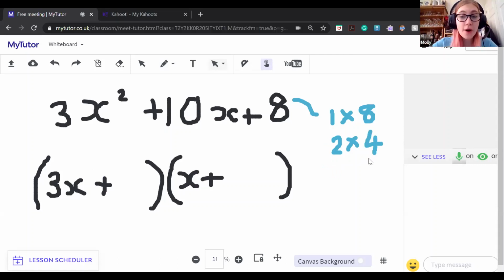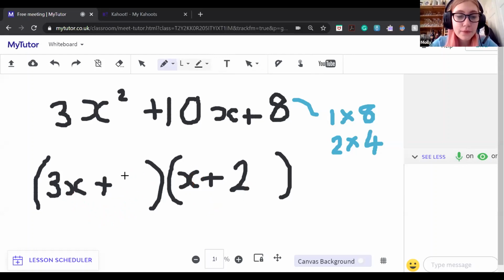Now this is the key part, because these are different, it matters which one goes in which bracket. And we want the 2 to be multiplied by the 3. And that means we have to write it here. And the reason is because when you expand these, you never multiply something by the thing that it's in the same bracket with. You multiply it by the opposite bracket. So that determines the way round that we write these numbers.